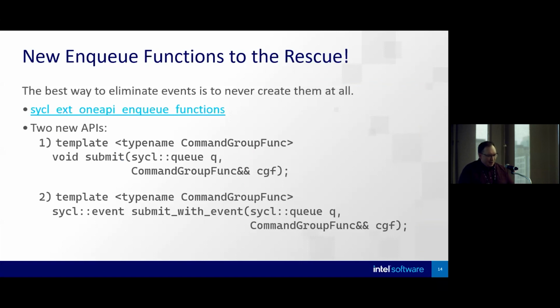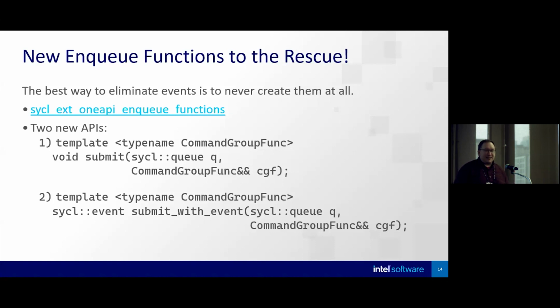So how can we improve things? We have this new extension that introduces some new in-queue functions, because the best way to eliminate events is to just never have them in the first place. This new extension, the one API in-queue functions, introduces 2 new APIs, which is a new free function way of submitting things to a queue. Instead of a member function on the queue, this is a freestanding function in the SYCL namespace that takes a queue. And we have submit and submit with event, names to be potentially bike shedded later.